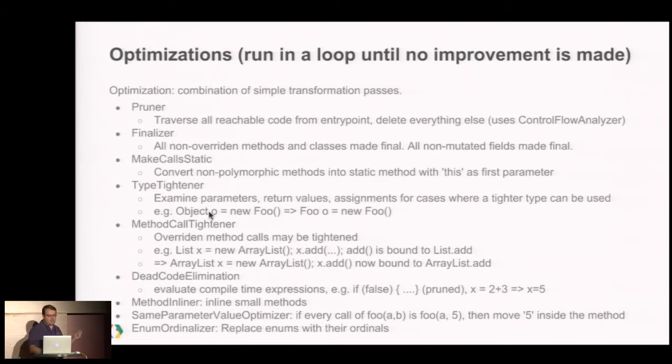So what type tightener does is it actually looks at something like this. If you say Object o equals new foo, it will look at the right-hand side and say, well, that's known to be a type foo.